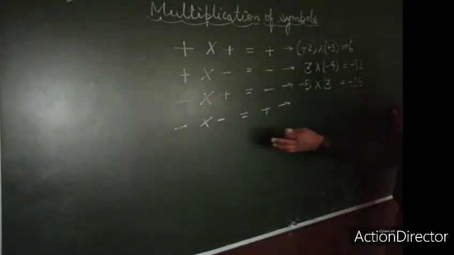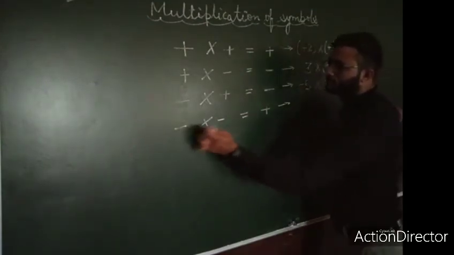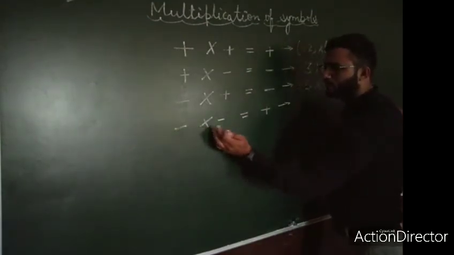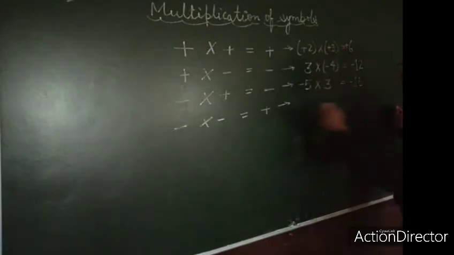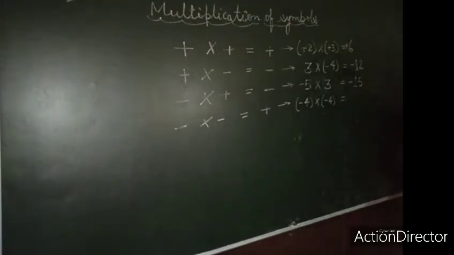Now the next question is, here we take these two numbers with negative symbol multiplied with negative symbol, so here we get our product in positive. So if we take two numbers like minus 4 multiplied with minus 4, okay, you all know that minus minus is plus. Okay, so here we get 4 4s are 16.